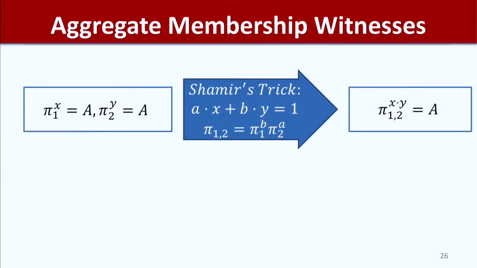So now let's talk about aggregating membership witnesses, which was one of our desiderata. There's a trick that you can use, again, using those special coefficients, when x and y are coprime. So if there are two membership witnesses for two different elements, which are now coprime integers, you can aggregate the two membership witnesses into a single membership witness for the two of them.